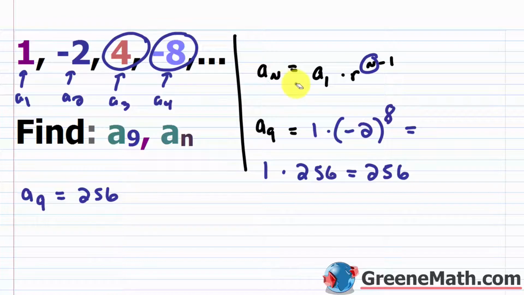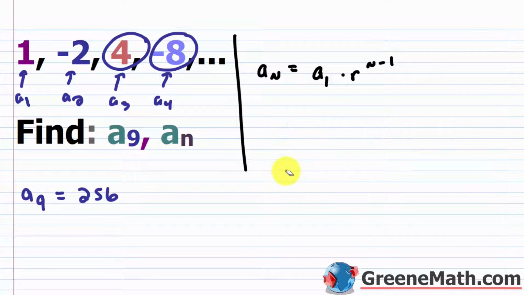Okay, so what about a sub n? Some people get confused by this because you're given this formula here and you think, well, a sub n equals this. Well, no, you need to plug in things from the problem that you're given. So you need to plug in your a sub 1 and your r. So all I'm going to do is say that a sub n is equal to my a sub 1, which is 1, times your r, in this case negative 2. If you don't want to put the 1 there, it doesn't matter, but I'm just putting it for completeness.